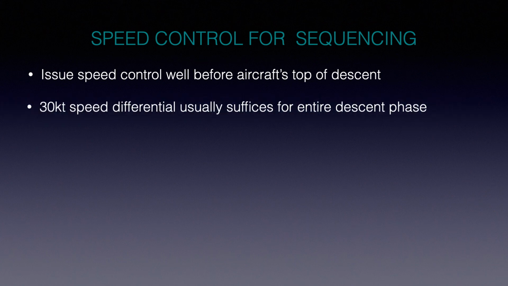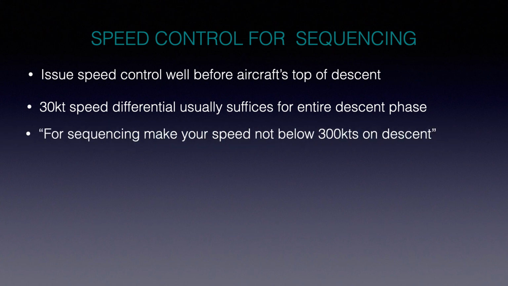And what I've found from my experience is, if you establish a 30 knot speed differential for the entire descent phase, it will enable you to get a good longitudinal distance between aircraft, and we'll see what sort of distance we're talking about.